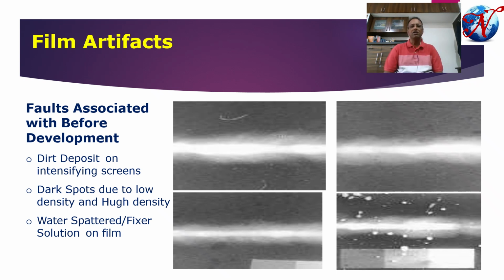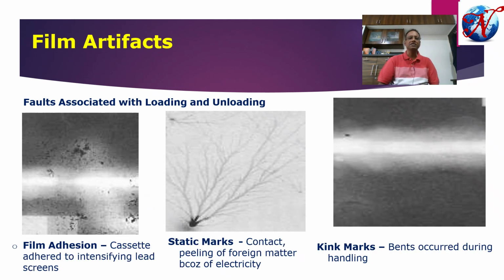So these can cause this type of film artifacts, that means the appearance of unjustified or unwanted material in between the LED screen and film. This kind of white patchy appearance may be there. This kind of dark deposits can be there, or white appearances like spatter due to the flashing of the chemicals. So these are the film artifacts.